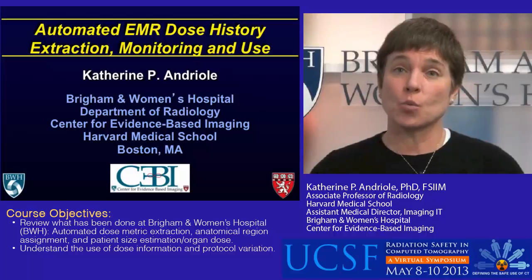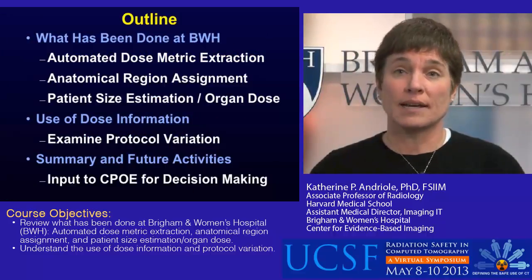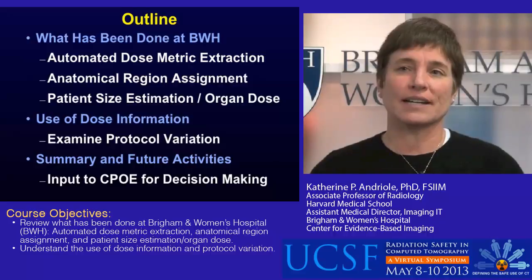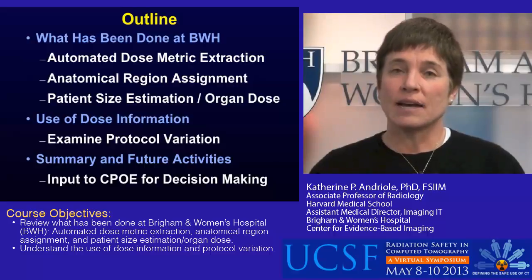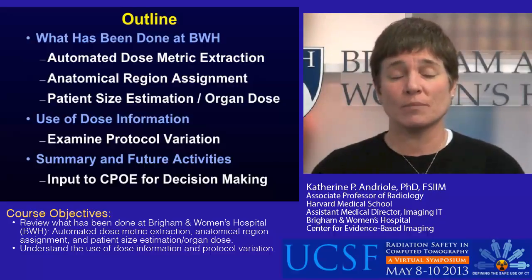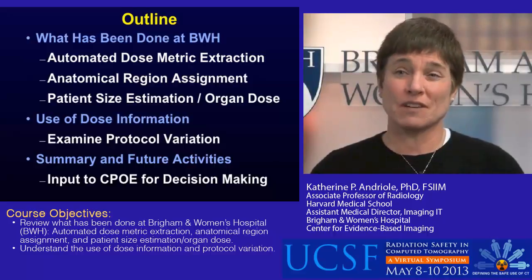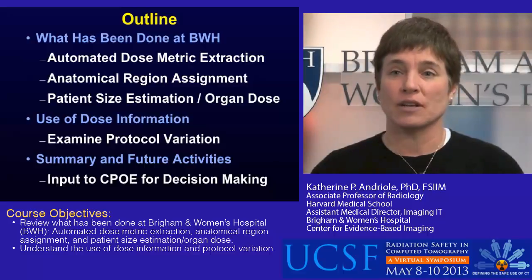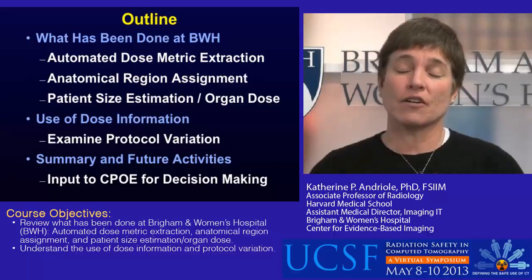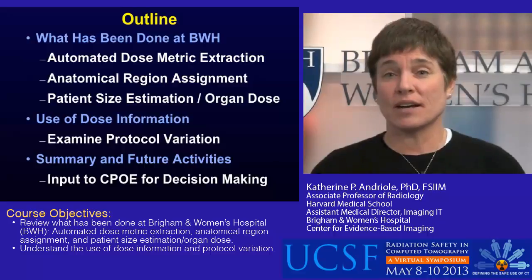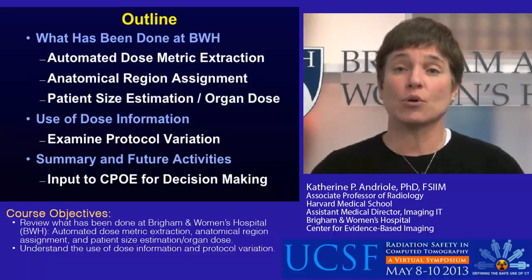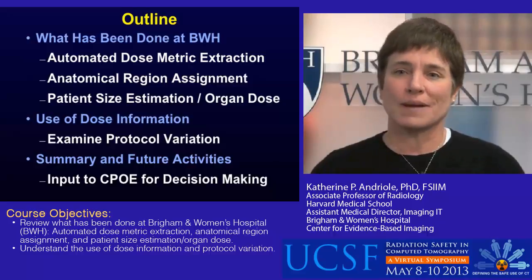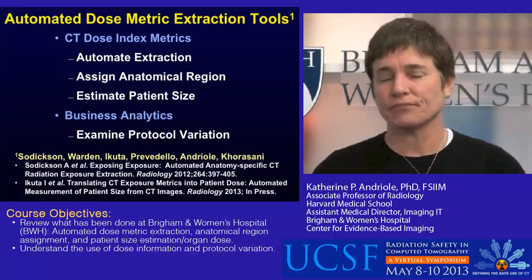The outline of my talk is what we've done at Brigham and Women's Hospital in terms of automating a dose metric extraction algorithm, assigning the appropriate anatomical region to that dose metric, going further to estimate patient size, which ultimately could give us some information around specific organ dose. And then once we have that information extracted, how do we use that dose information? In particular, we used it to look at the variation in our protocols of our exams and to see if we could improve those. And then I'll summarize and talk about some future activities which include input to computerized physician order entry for decision making at the time and point of order.